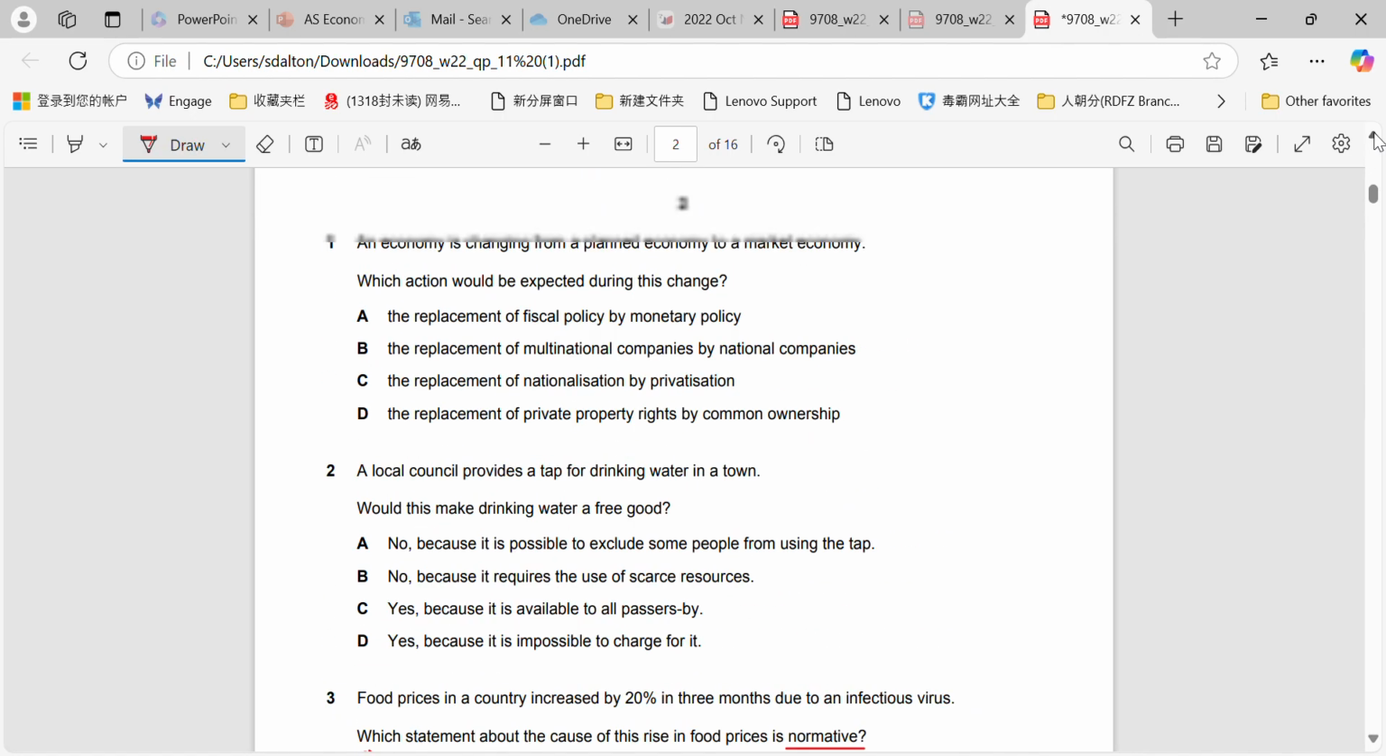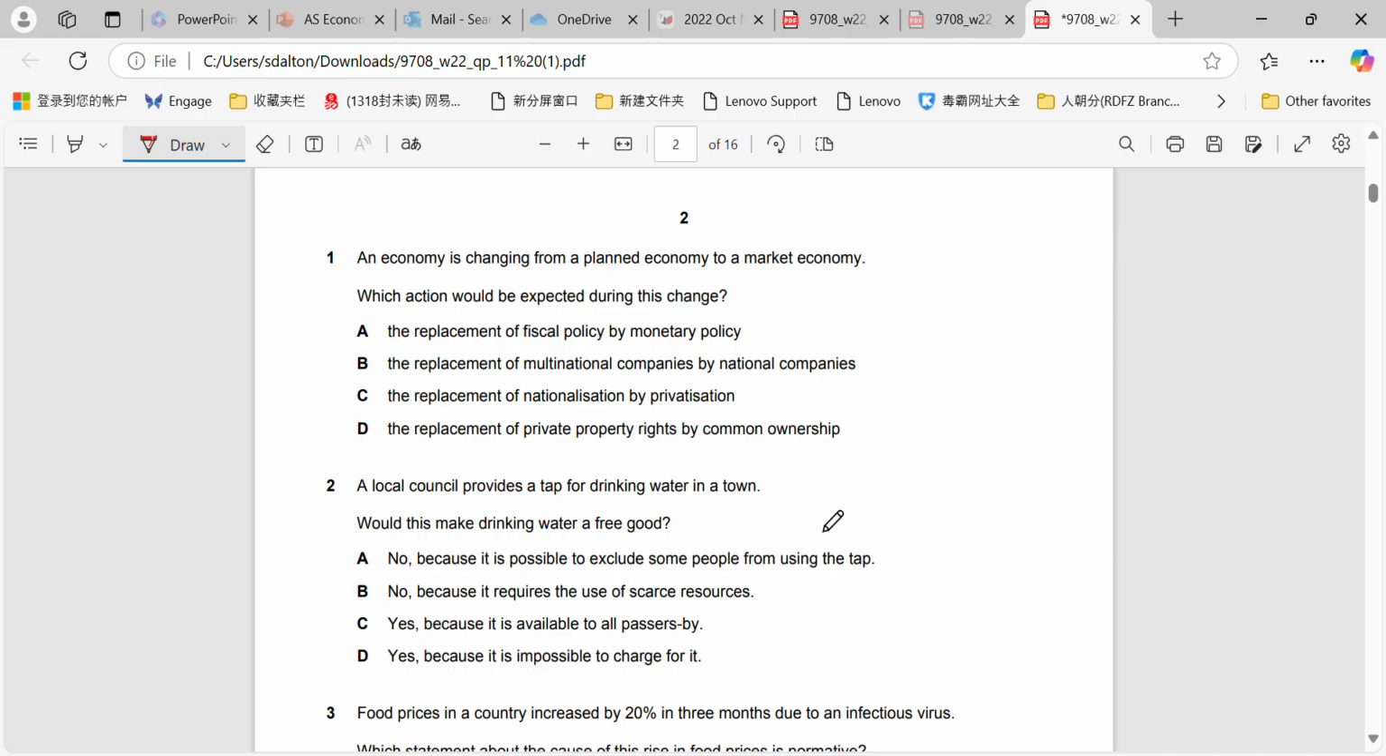Question 2. A local council provides a tap for drinking water in a town. Would this make drinking water a free good? Remember, a free good means that there are no resources needed to produce it. If the local council provides it, then resources have been needed. So that will be no, because it requires the use of scarce resources. There would be no human intervention as such if it was a free good. It would just exist and be available for consumption, like oxygen. But drinking water is definitely not a free good.